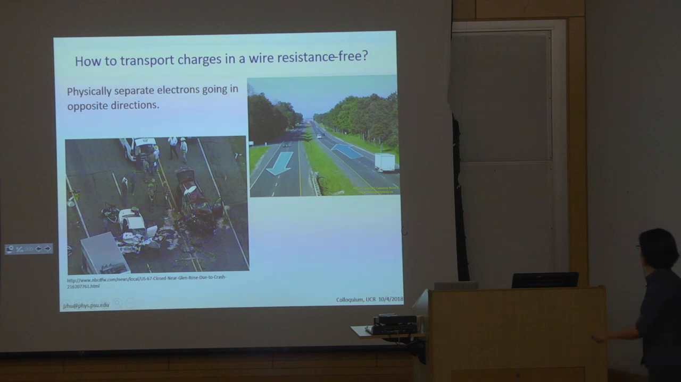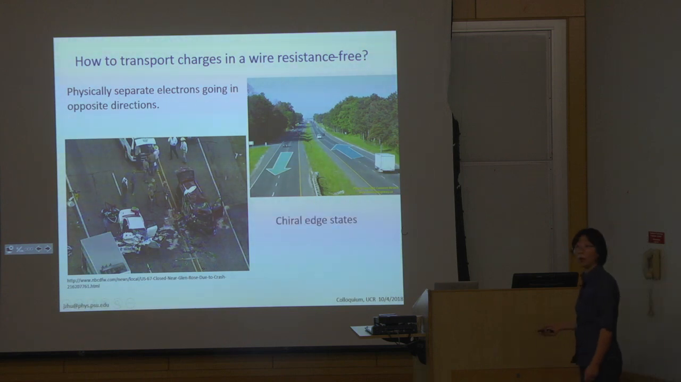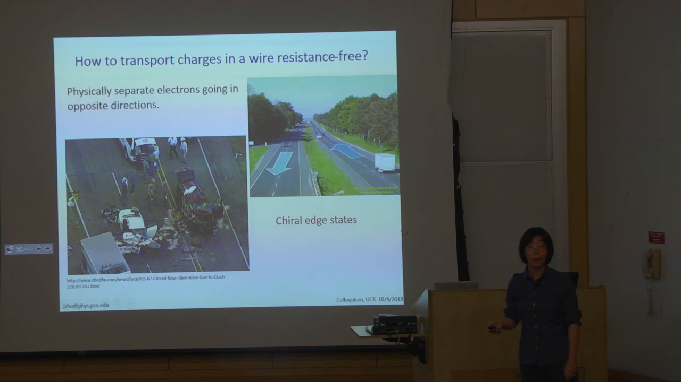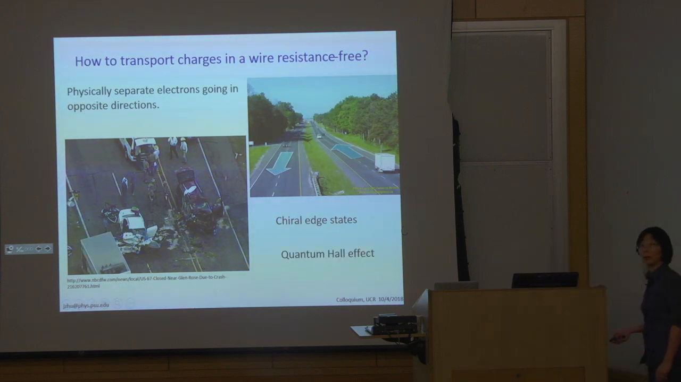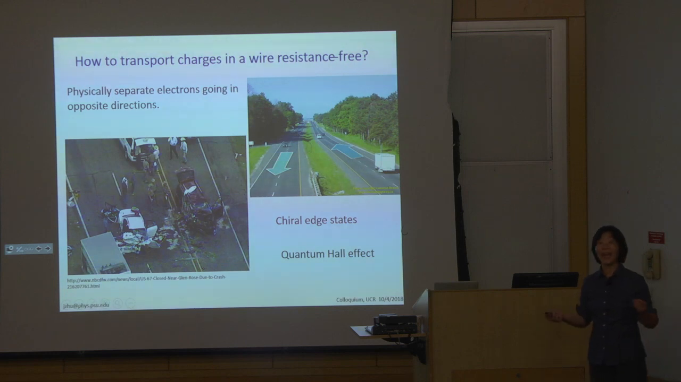So if you have wires where electrons moving in opposite directions are physically separated from each other, that we call chiral edge states. And chiral edge states occur in a phenomenon called the quantum Hall effect. They are the edge states of the quantum Hall effect sample.